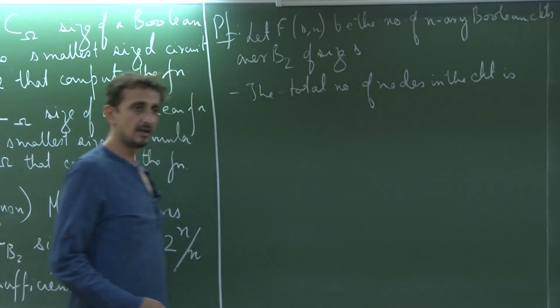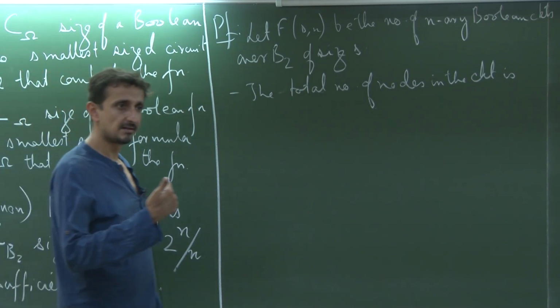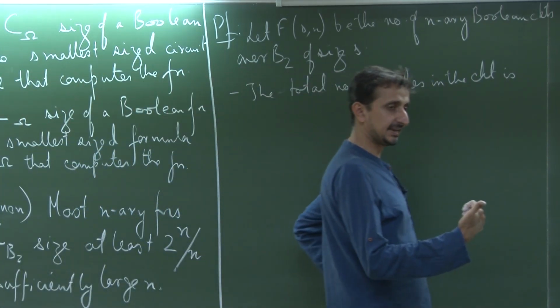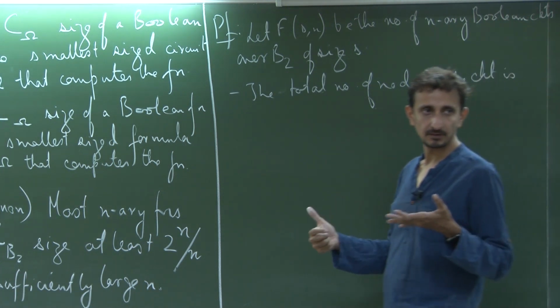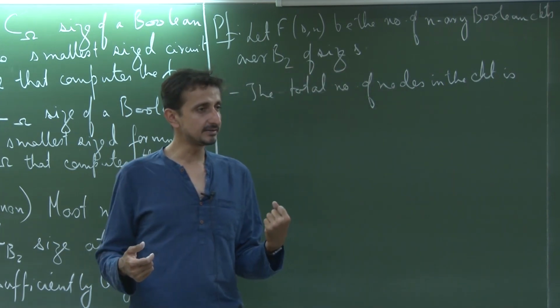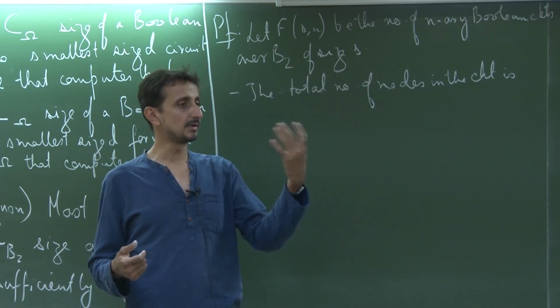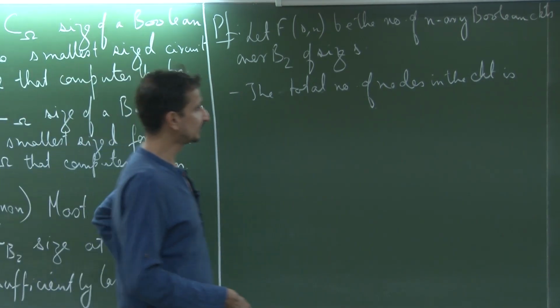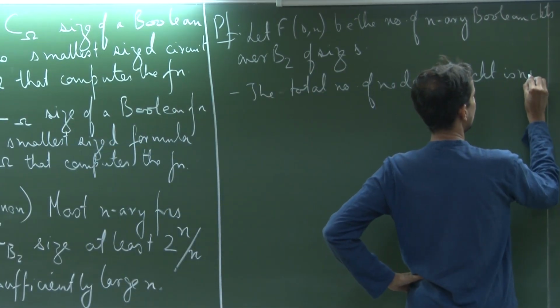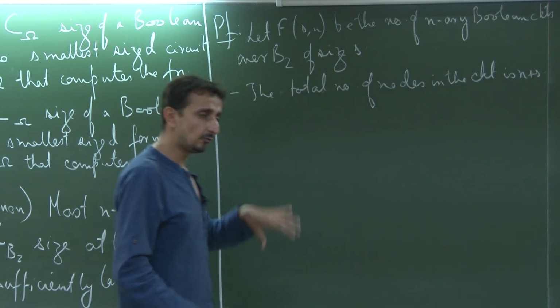How many gates are there? S gates. How many input gates are there? N. So, what is the total number of nodes in this circuit? It is n plus s, right. So, all the input variables plus all the non-input gates. Okay. So, it is n plus s.